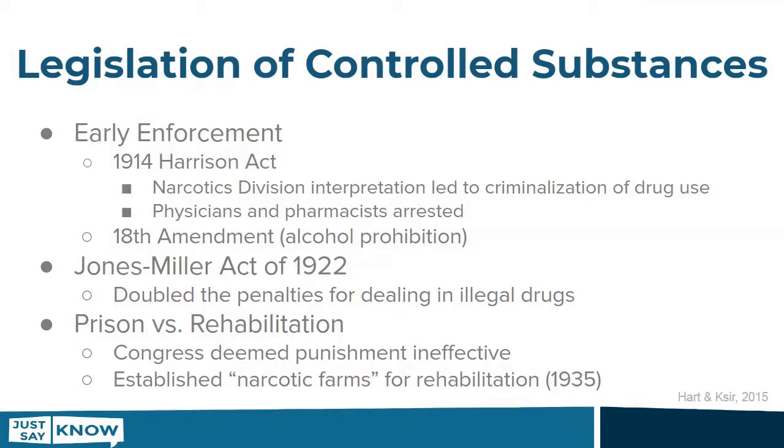The Jones-Miller Act doubled the maximum penalties for dealing illegally imported drugs. So it doubled that to $5,000 and 10 years in prison. So even mere possession was sufficient for this level of conviction. And heroin became the most preferred drug at the time. It was potent, so you got more bang for your buck, so to speak.